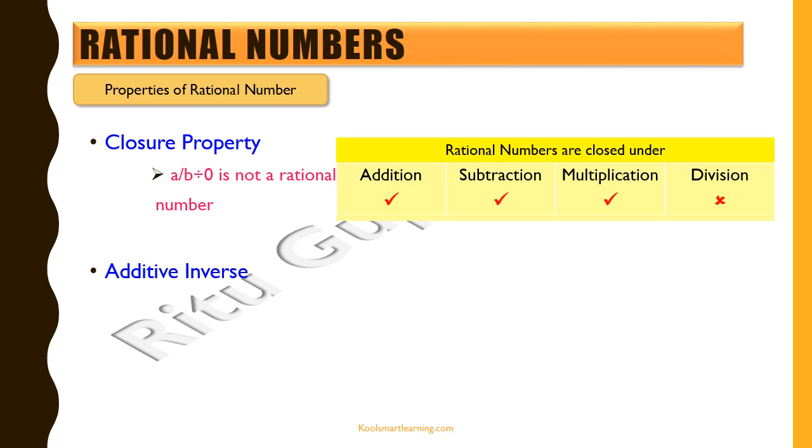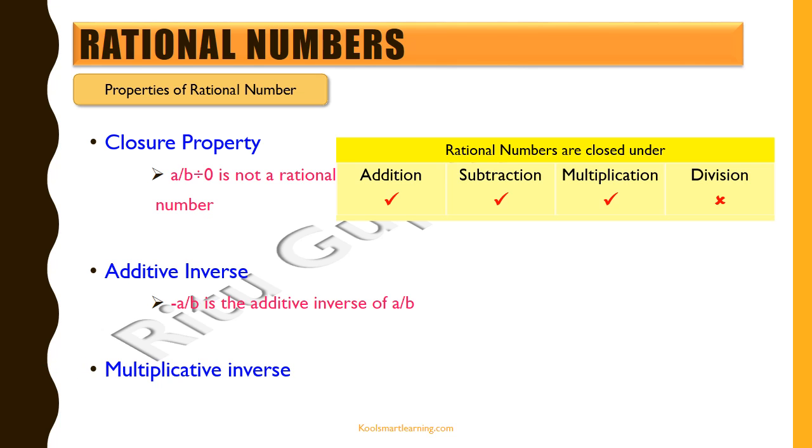Now, additive inverse. What does the additive inverse actually mean? Additive inverse is the number which when added to the same number results in a 0. So in case of a rational number a by b, we have to find the additive inverse of a by b. So clearly, if we add minus a by b to a by b, the result would be 0. So minus a by b will be the additive inverse of a by b.